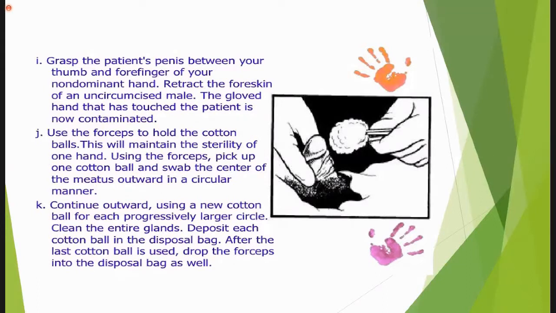Using the forceps, pick up one cotton ball and swab from the center of the meatus and outward in a circular manner. Continue outward using a new cotton ball for each progressively larger circle. Put the cotton balls in the disposable bag. After the last cotton ball is used, drop the forceps into the disposable bag.